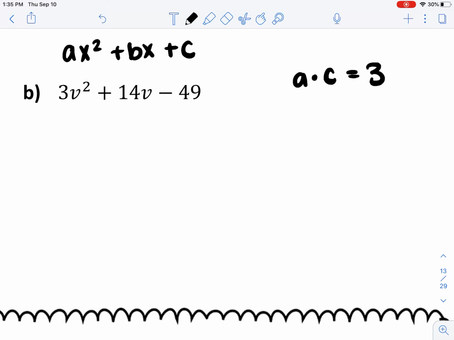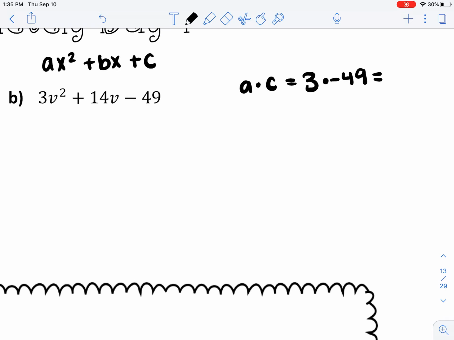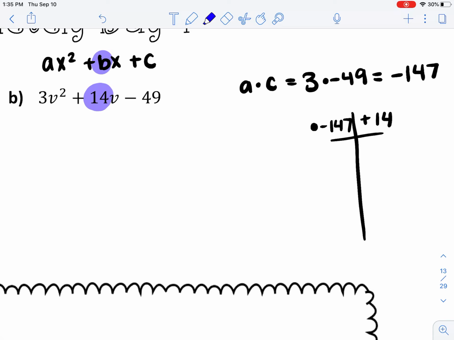So my A value is 3. My C value is negative 49. So I'll do 3 times negative 49, and we get negative 147. If you remember the steps from yesterday from Notes 0.5, we set up our t-chart. We need to list all of the factors of negative 147. So we need to find the numbers that multiply to negative 147. And again, if you recall from yesterday, we have to pick whichever pair adds to 14, because it always has to add to whatever your B term is. In this case, B is 14.